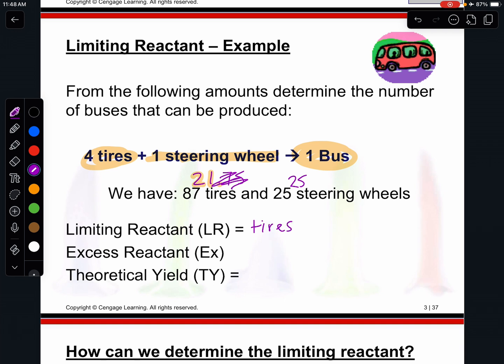And it's not the 4 tires, we just say the actual reactant name, which is tires. The excess is then the other reactant that there is going to be extra of. In this case, it is the steering wheels. And then our theoretical yield would be how many we could theoretically create with the amount of limiting. So the theoretical yield is based off of the limiting, not the excess. So our theoretical is 21 buses.